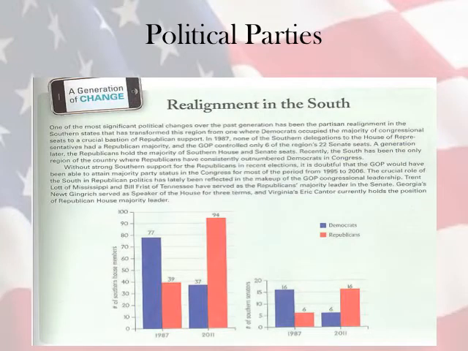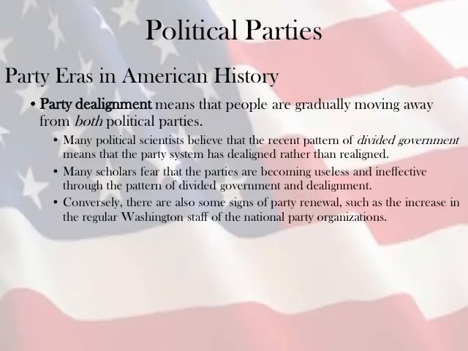Here's another image on the realignment in the South. Take a moment. Party de-alignment means that people are gradually moving away from both political parties, and you begin to have the upsurge of the independent. Many political scientists believe that the recent pattern of divided government means that the party system has actually de-aligned rather than realigned. Many scholars fear that parties are becoming useless and ineffective through the pattern of divided government and de-alignment. Conversely, there are also some signs of party renewal, such as the increase in the regular Washington staff of the national party organization.